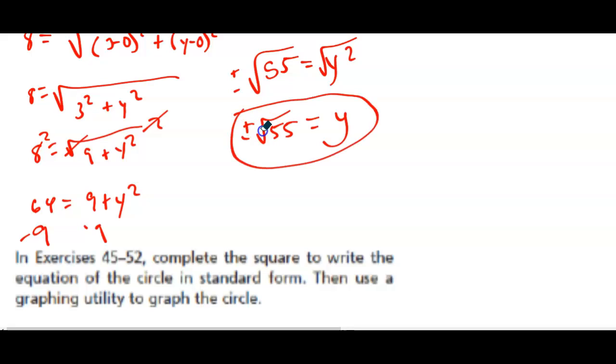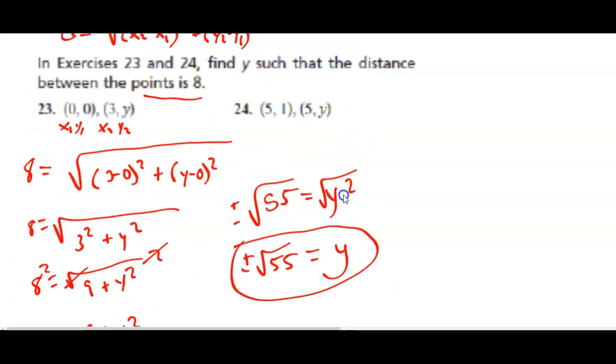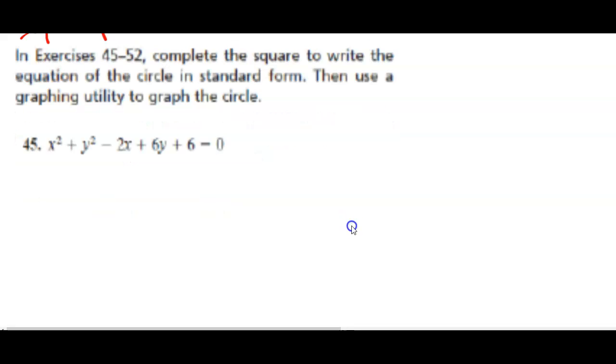So there we go. Y equals plus or minus the square root of 55. Alright, I'm going to leave that other one for you guys. Now I'm going to go to 45. Right here it says complete the square to write the equation of the circle in standard form. Then use the graphing utility to graph the circle.